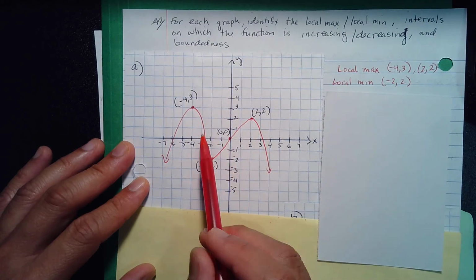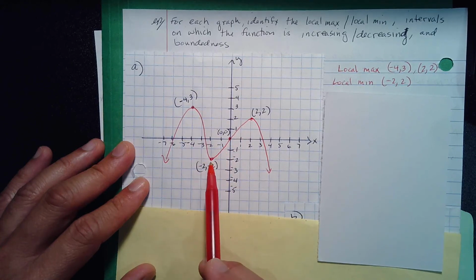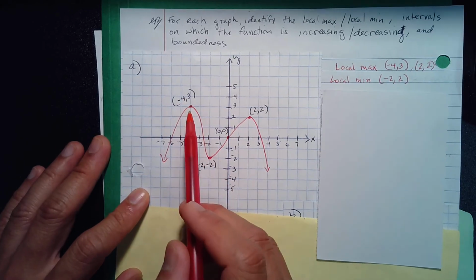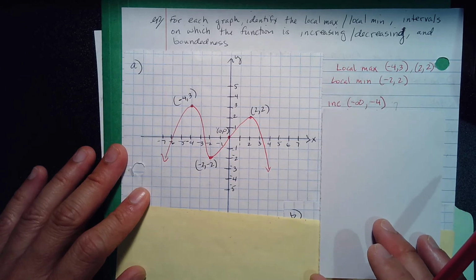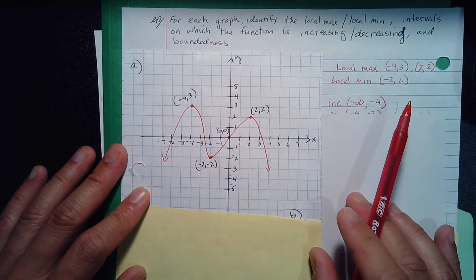Local minimum is a change from decrease to increase. There's a change going on here, and that is your local minimum. In calculus, we call these critical points. Okay, so the next is to identify the intervals of increasing and decreasing.